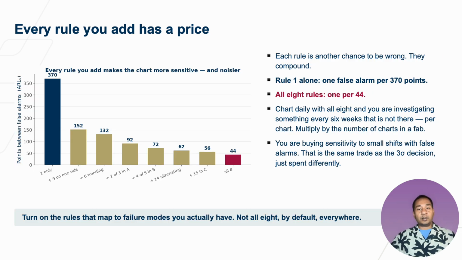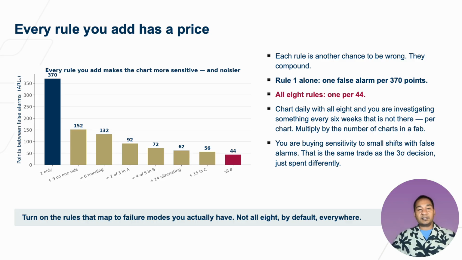Every rule is another opportunity to be wrong, and they compound. Look at these numbers. Rule 1 alone, 1 false alarm per 370 points, manageable. All 8 rules, 1 per 40 hours. Chart daily with 8 rules, and you are investigating something that is not there roughly every 6 weeks. That's on one chart. A fab has thousands of charts. And this is the same trade we made in the last class when we chose 3 sigma.